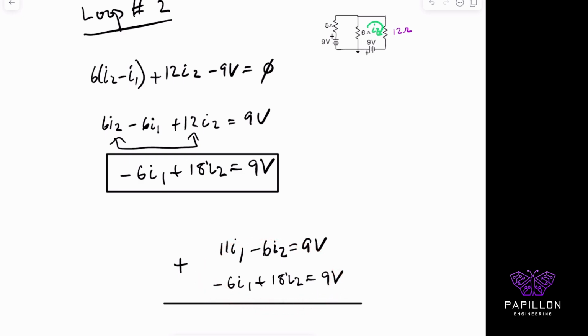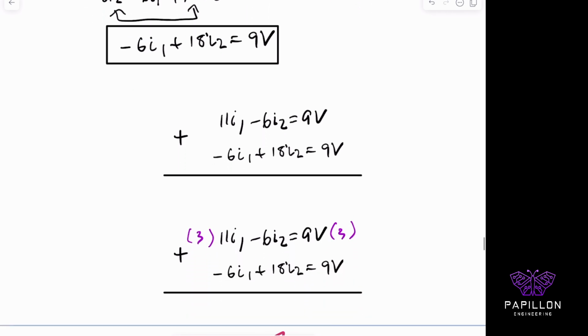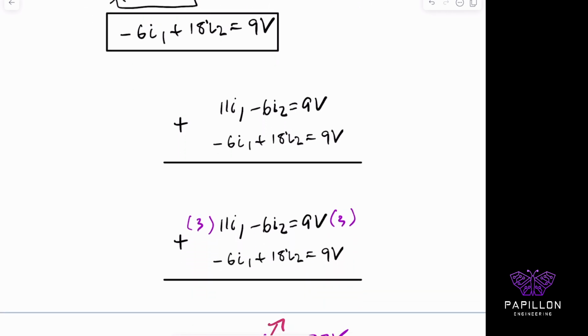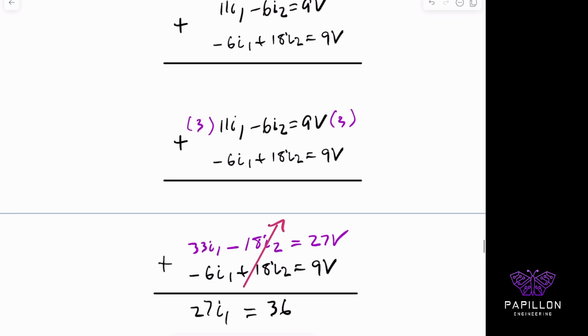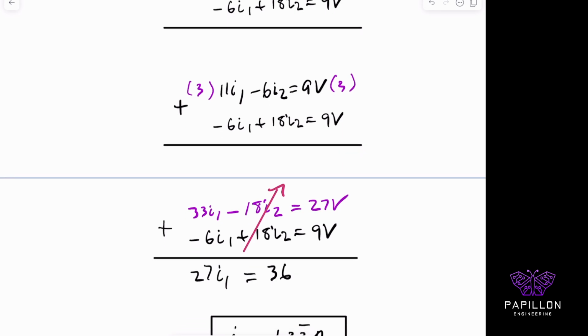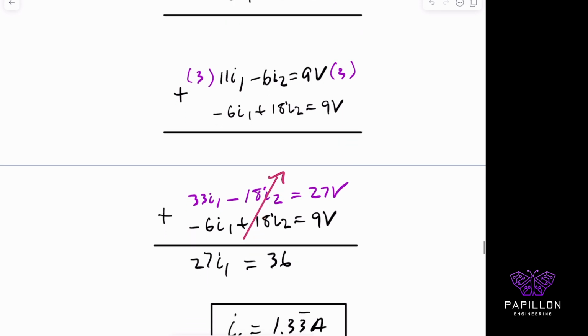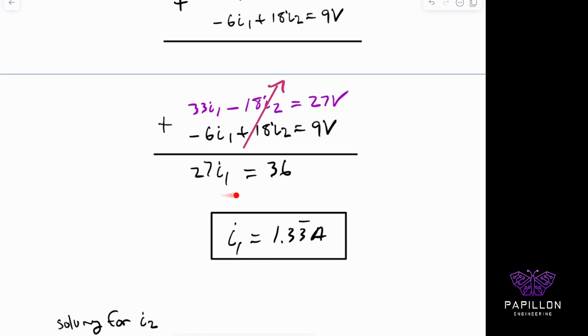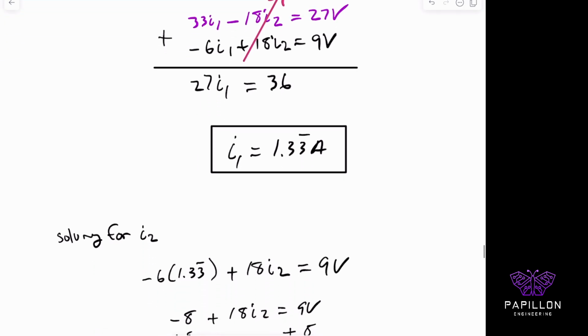You're still going to end up with one equation of two unknowns, which is not helpful, which means that we need to find a way to simplify this. If I multiplied, for example, the top one by 3, the left and the right side by 3, I'm going to be left with 33i1 minus 18i2 equals 27 volts. And then you notice that the minus 18i2 and the positive 18i2 cancel out. So I'm left with a combined 27i1 equals 36. Therefore, my i1 algebraically comes out to be 1.333 amps repeating.